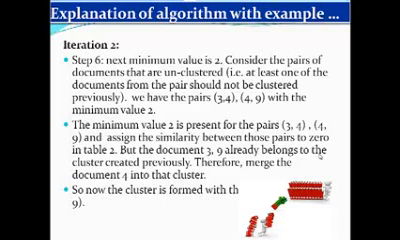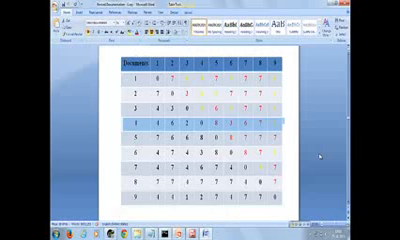Consider the pair of documents that are unclustered. We have the pairs 3, 4 and 4, 9 with the minimum value 2. The minimum value 2 is present for the pairs 3, 4 and 4, 9, and assign the similarity between those pairs to 0 in table D. But the documents 3, 9 already belong to the cluster created previously. Therefore, merge the document 4 into the cluster. So now the cluster is formed with 3, 9, and 4. After we are done with all the iterations, the result obtained is this.